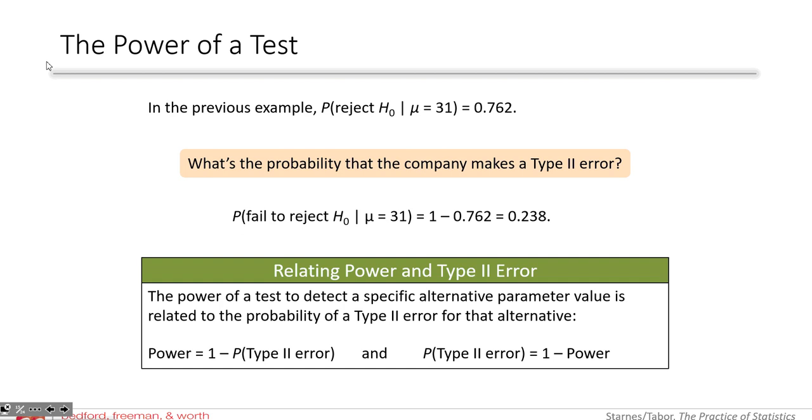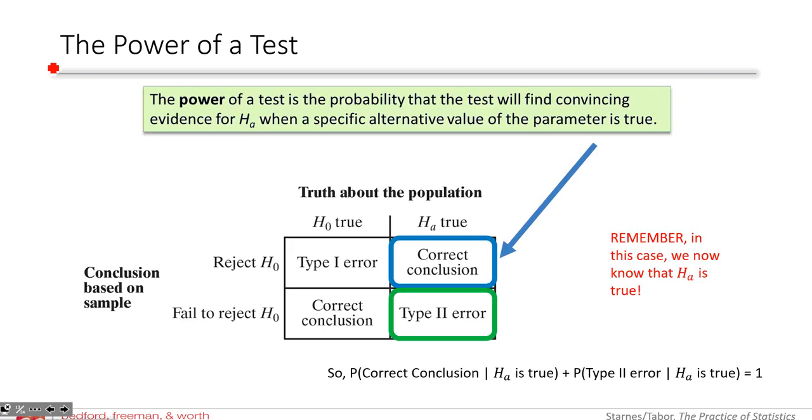But I just want to stress that this is the probability of the type 2 error given that the population mean value is 31. So again, it's when I condition on HA being true, right? Okay.